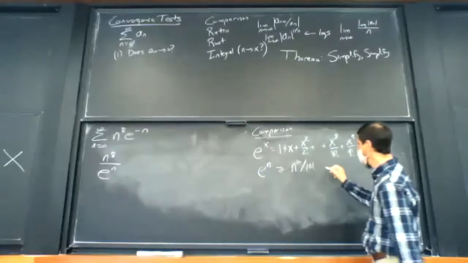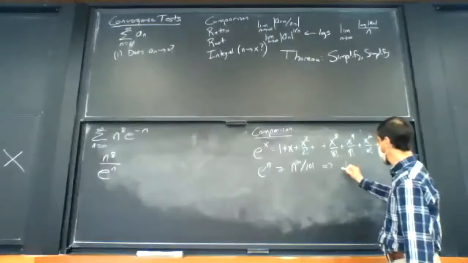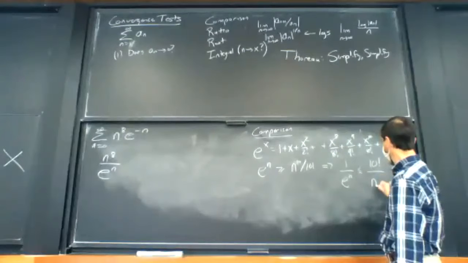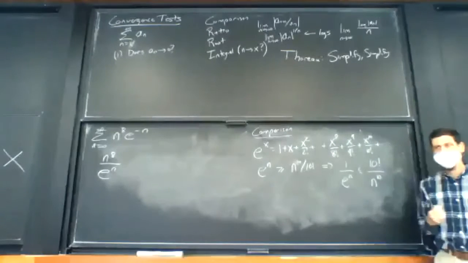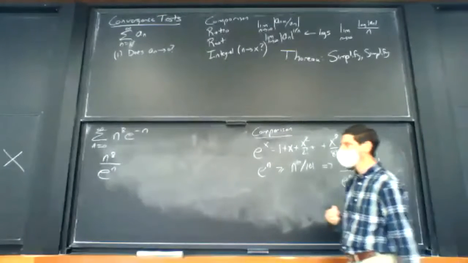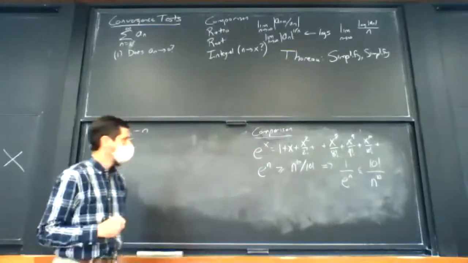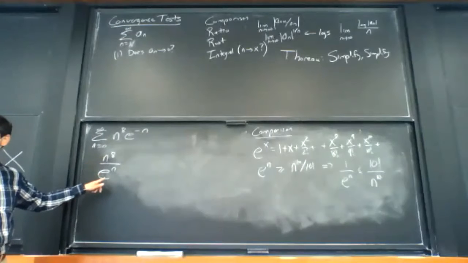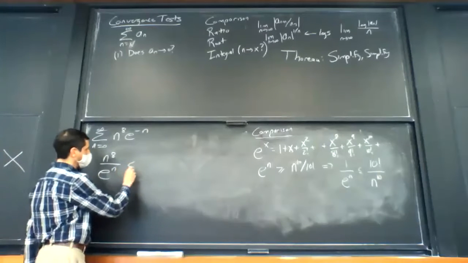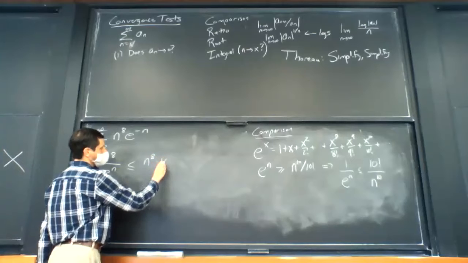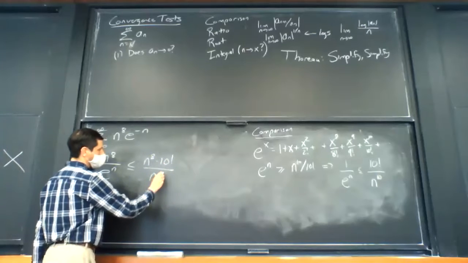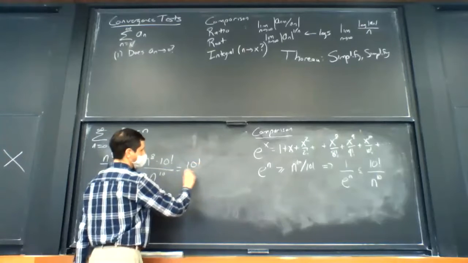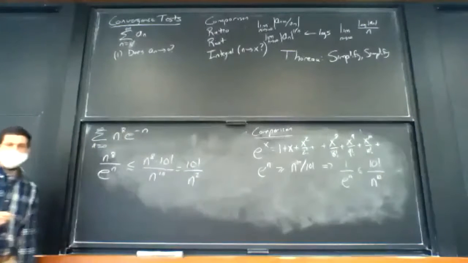Oh, I can cross multiply, and this is the same as 1 over e to the n is less than or equal to 10 factorial over n to the 10th. So this gives me that 1 over e to the n is at most a multiple over n to the 10th. So n to the 8 over e to the n is going to be less than or equal to n to the 8 times 10 factorial over n to the 10. Oh, well, that's just 10 factorial over n squared.